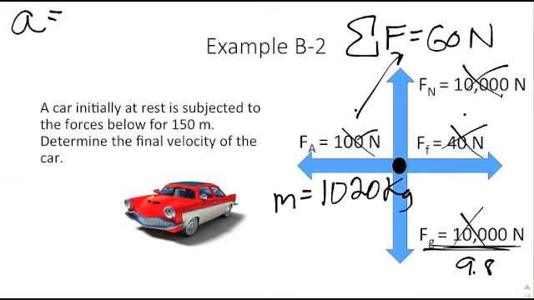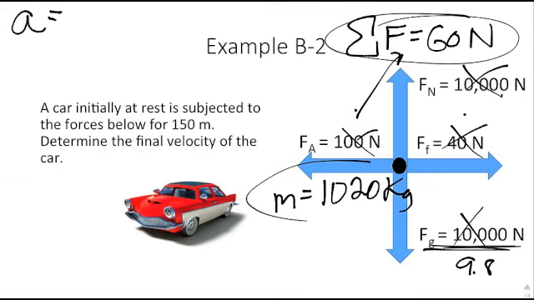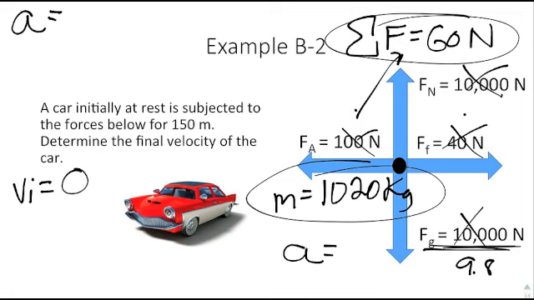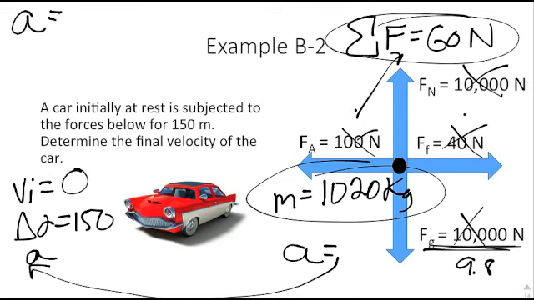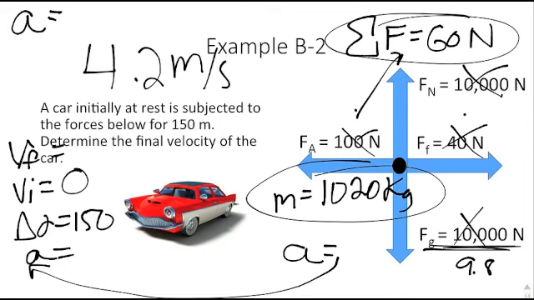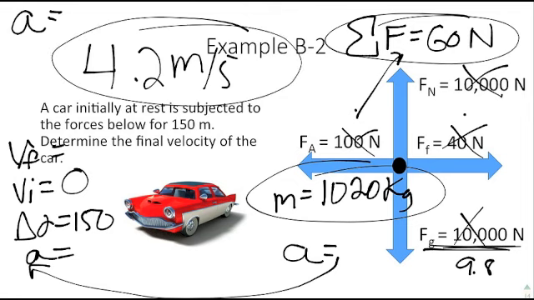Well, now I have the sum of the forces and I have the mass. I can solve for the acceleration. Once I have the acceleration, I plug it into my kinematics variables, which are initial velocity, displacement, and then now I have acceleration once you calculate it, and you can solve for the final velocity. You should be able to calculate the final velocity of this car is 4.2 meters per second, and you should be able to reproduce that on any sort of quiz.